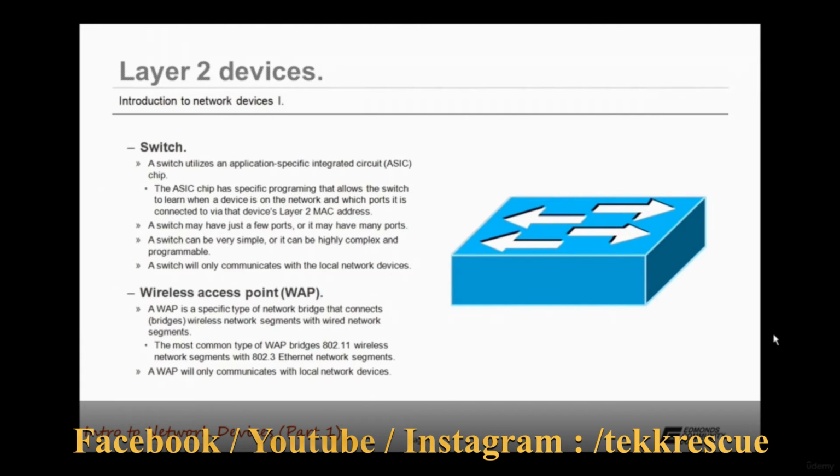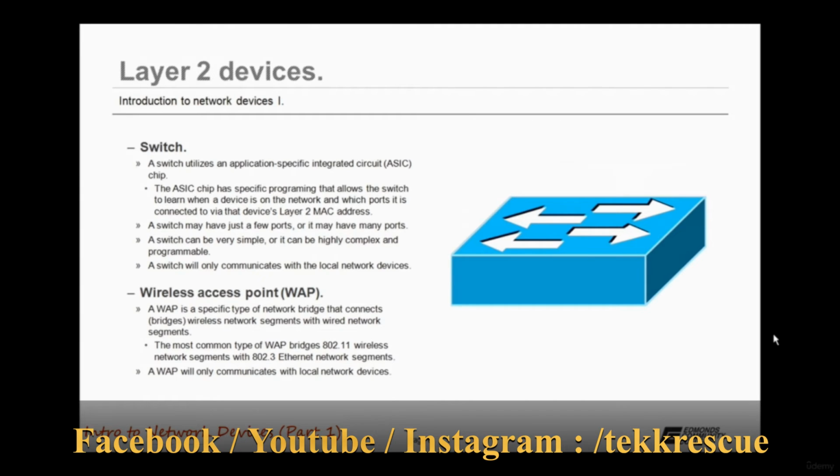The first Layer 2 device that we're going to talk about is the switch. A switch utilizes an application-specific integrated circuit chip, an ASIC chip. The ASIC chip has specific programming that allows the switch to learn when a device is on the network and which ports it is connected to via that device's Layer 2 MAC address. That's what makes a switch a Layer 2 device.